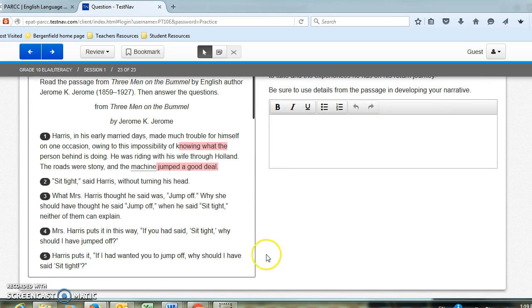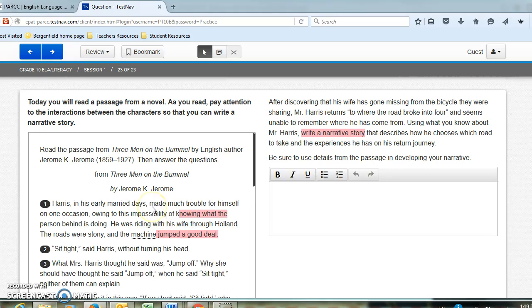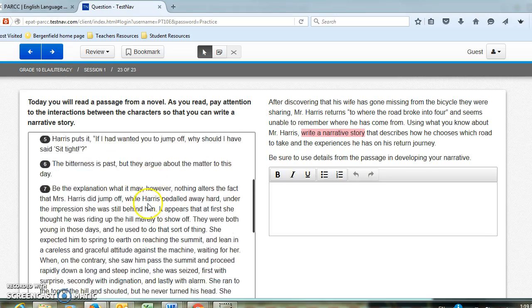So those are some tips for PARCC, just so that you can remember how to use the tools, and you remember what type of questions you're going to see.